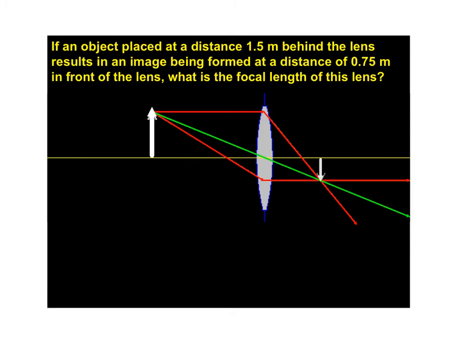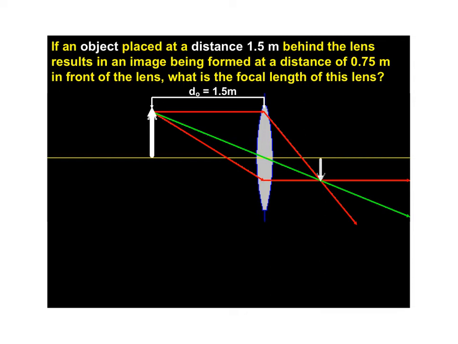Let's make sure we can do this. With this problem, we've got an object placed at a distance of 1.5 meters behind the lens. It's going to result in an image being formed at a distance of 0.75 meters in front of the lens. Our job is to find the focal length of this lens. We know that the object is 1.5 meters away, and for all of these problems the object distance is always going to be positive. So I have a positive 1.5 for my do.